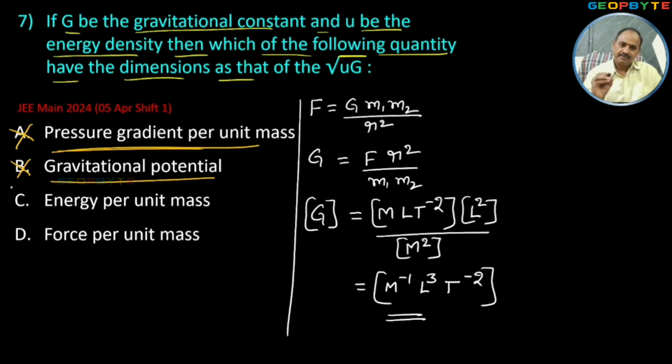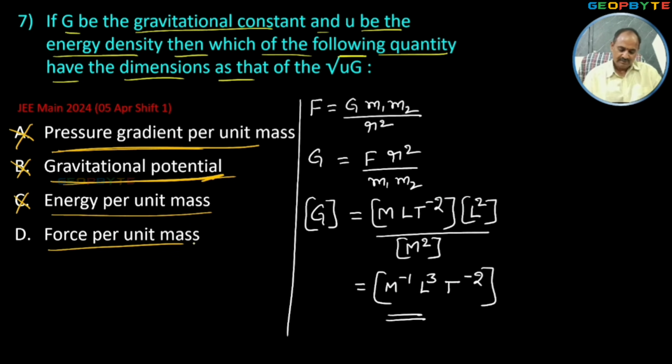Okay, are you following? Yes. Similarly, energy per unit mass. Here gravitational potential unit is energy per unit mass only. Therefore, the energy per unit mass dimensional formula and gravitational potential dimensional formula both are same. Therefore, B and C are not correct.